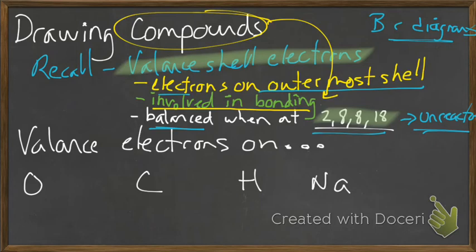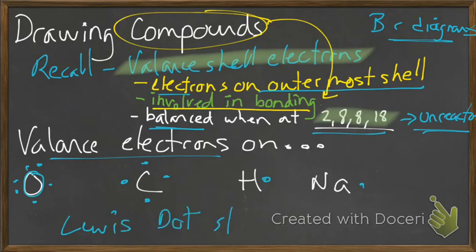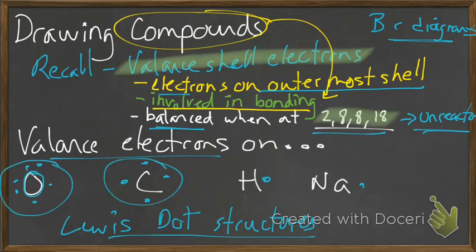Now, if we draw valence shell electrons on specific elements, oxygen has, I believe, 6 valence shell electrons. So 1, 2, 3, 4, 5, 6. Carbon has 4. Hydrogen has 1. Sodium has 1. These are Lewis dot structures. And we use these to draw our compounds. Okay? So anytime we want to draw a compound, we have to keep these things in mind.